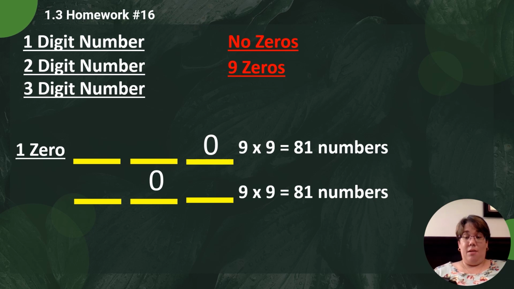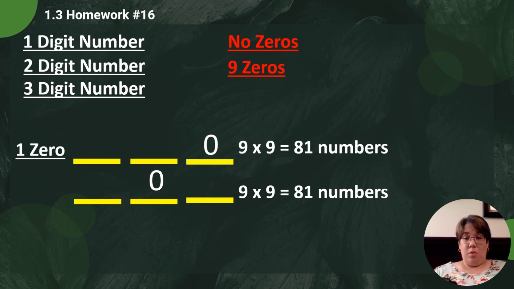Okay, are you with me? Now, that's with 1 0. Now, there's no more with just 1 0 because you're not going to have a 0 at the beginning of your number. All right? So that's it. We're just 1 0.